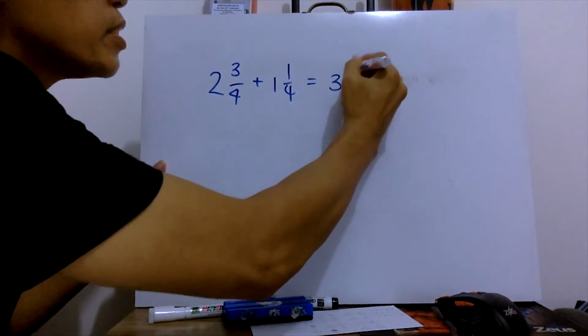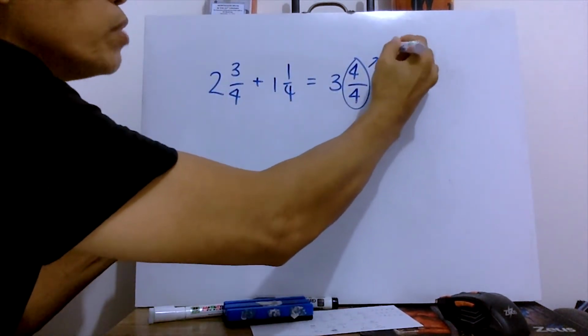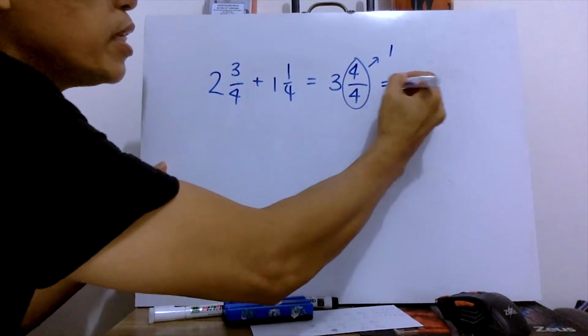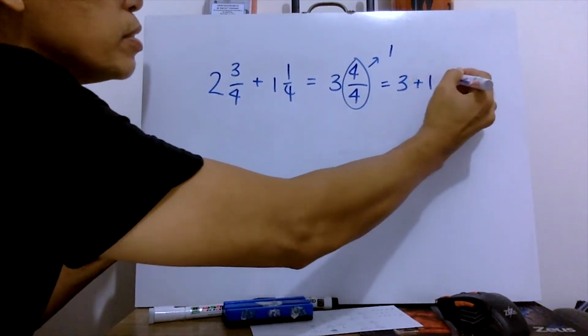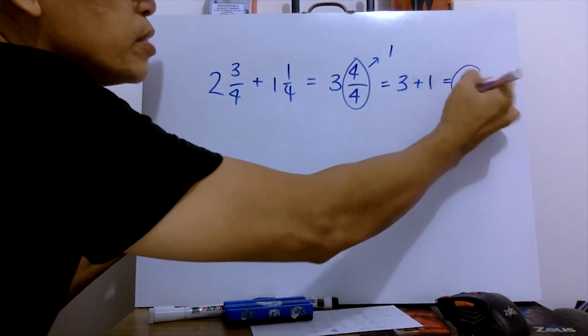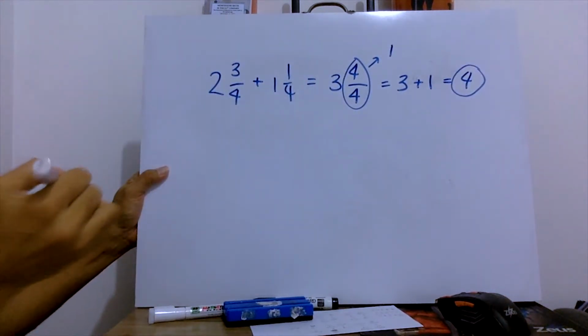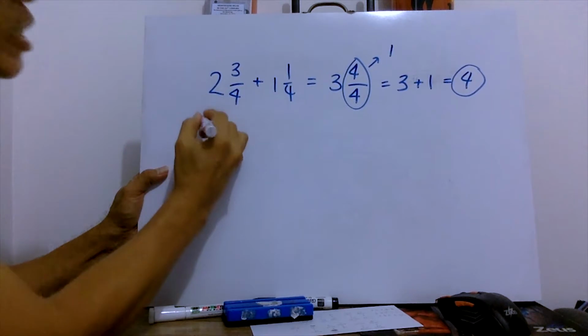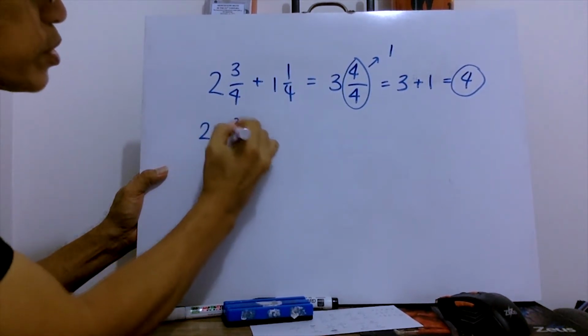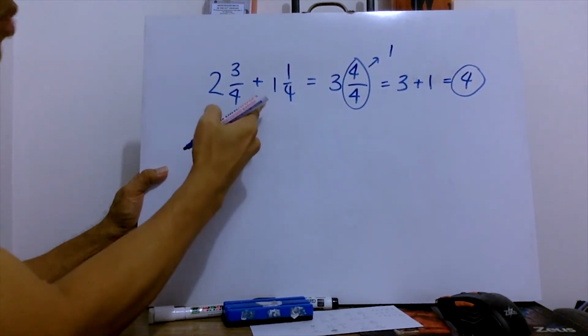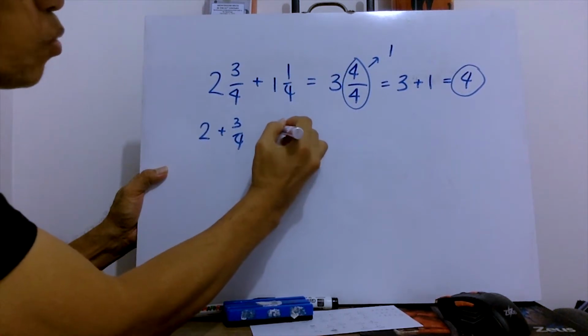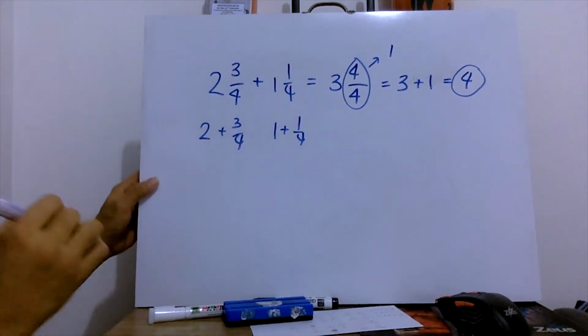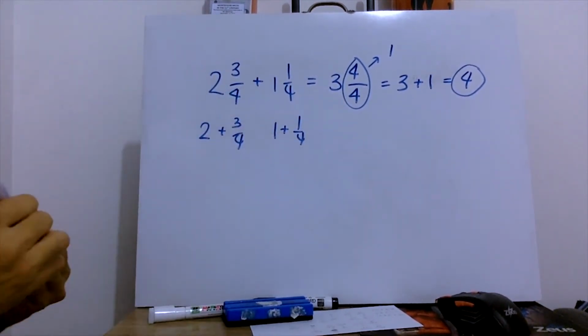But what is this? That's equivalent to 1, right? So it's the same as saying 3 plus 1. So that's 4. That's our answer. Remember, when we look at 2 and 3/4, it means 2 plus 3/4. When we look at 1 and 1/4, it's the same thing as saying 1 plus 1/4. We just put them together.